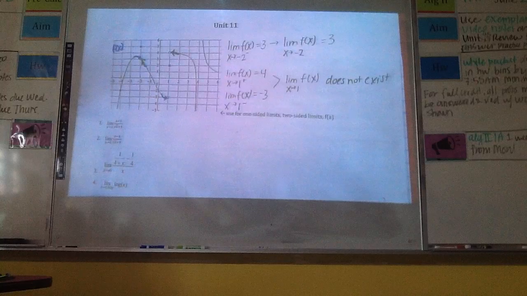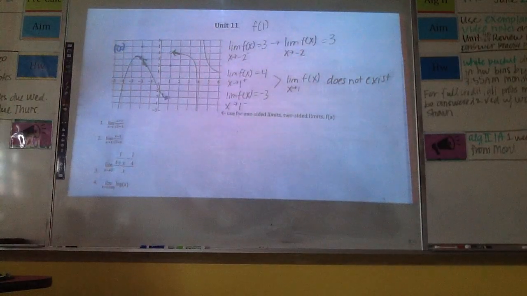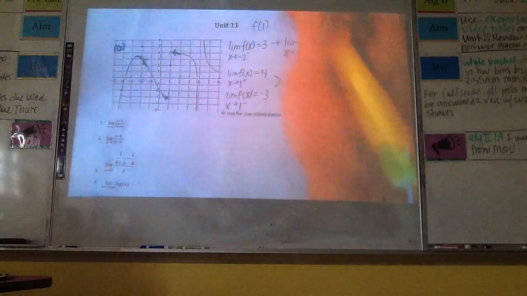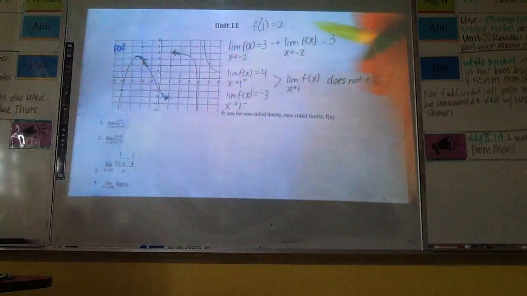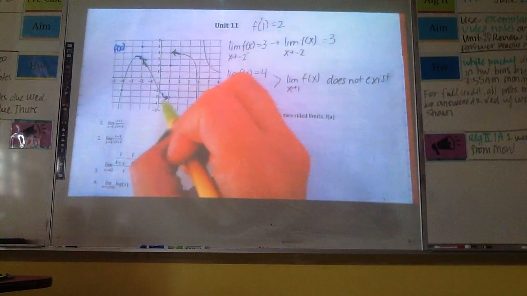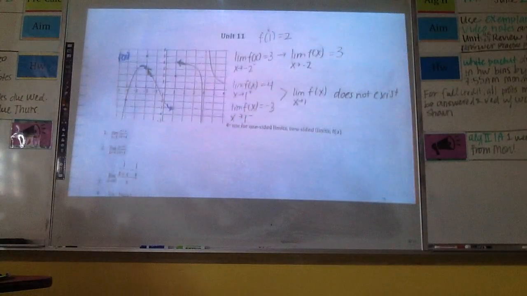Now I chose -2 and 1 to focus on because these are places where the function value is different from the limit. The function value is asking what actually is the y value when x is 1. In this case I'm pointing here because you have to look for the closed circle. So f of 1 is 2. The y value of the function at the x value 1 is 2, even though you're approaching, getting really close to different y values. A few more examples to consider.